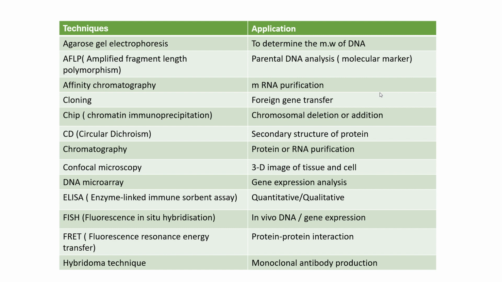Say we have a quantity of DNA, and we don't know which DNA it is. To find our desired DNA, we apply AFLP, amplified fragment length polymorphism. It is used to identify a particular sequence of DNA in a pool of unknown DNA. We don't know what the DNA is, but by applying AFLP we can analyze the DNA and identify the parental DNA.